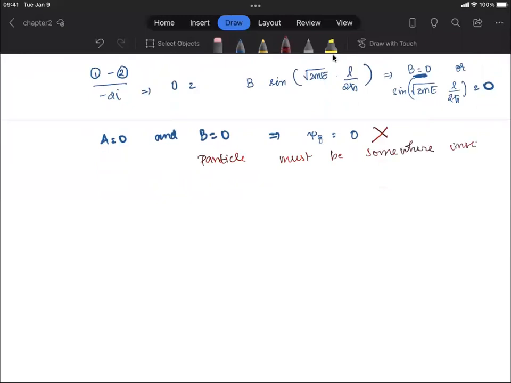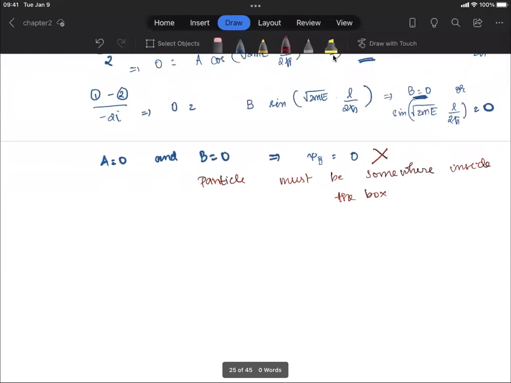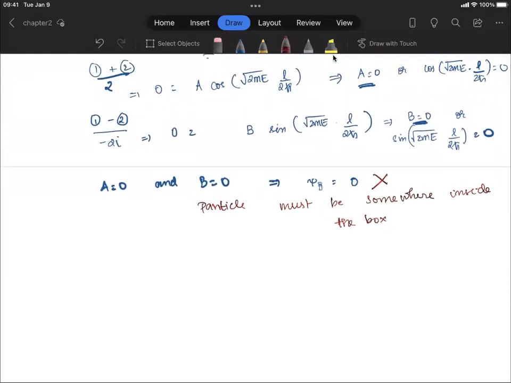The wave function cannot be 0 for all the values of x inside the box. For at least some values of x inside the box, it has to be a finite value. The wave function should exist. Otherwise, we are saying that the particle is nowhere in the box, it's nowhere to be found in the box. But that is not true. You know, the particle is in the box. So this is not a possible option at all, right?